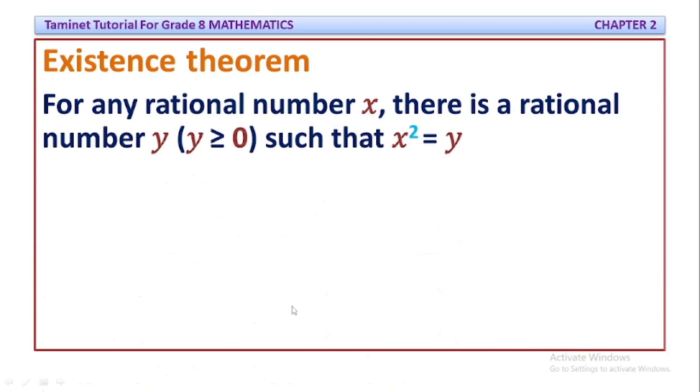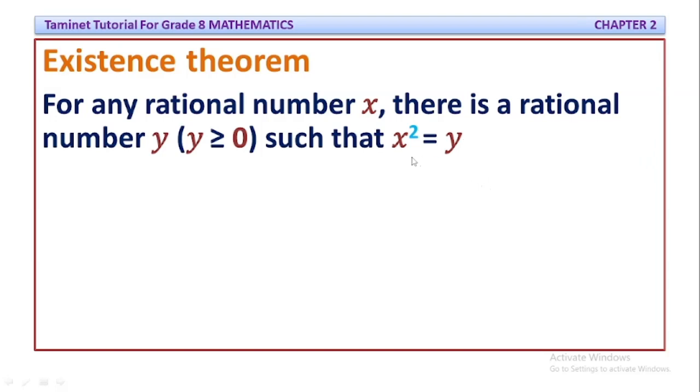Existence theorem. For any rational number x, there is a rational number y, y greater than or equal to 0, such that x squared is equivalent to y. This is existence. For every x squared, there is a y in the set of rational numbers, but y is not negative. The square of any number cannot be negative because x can be negative, and a negative squared is positive. So y cannot be a negative number. There is no possibility of y being negative if the value of x is multiplied by itself.